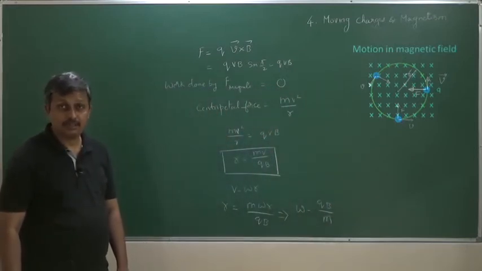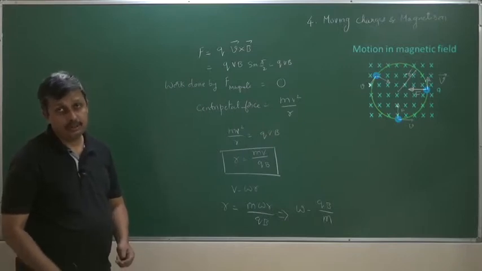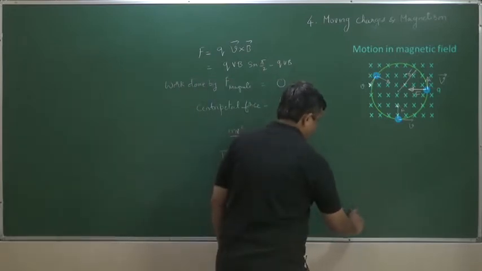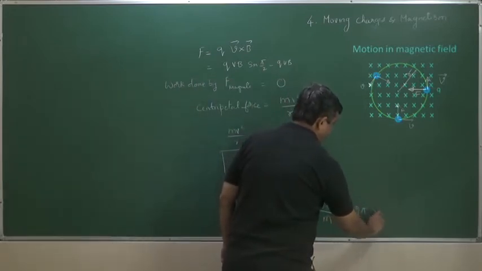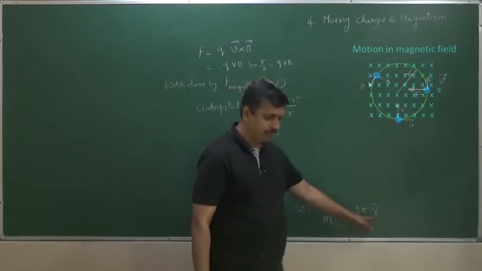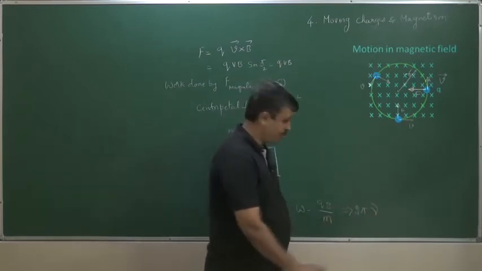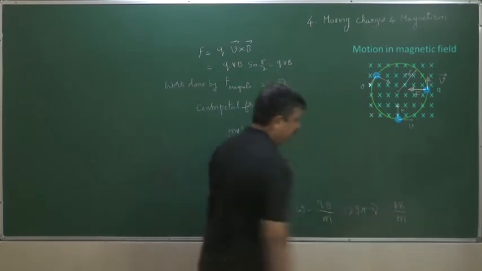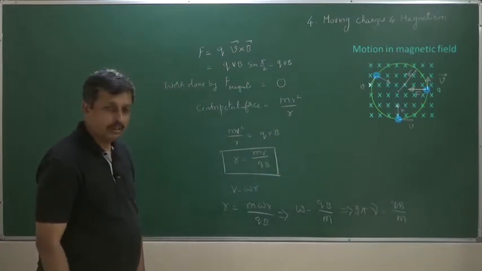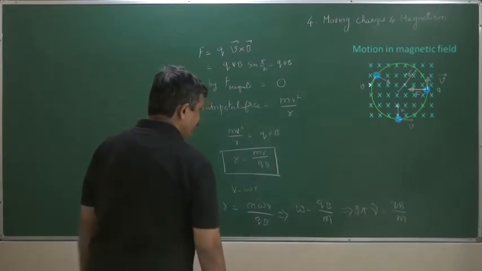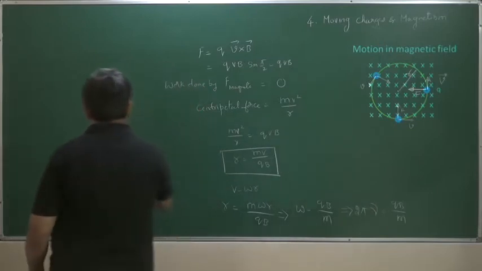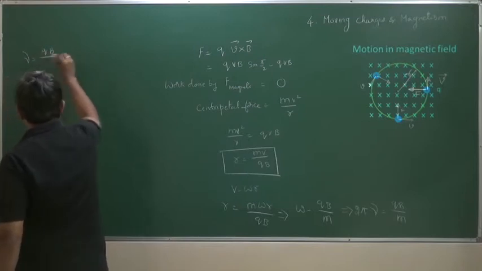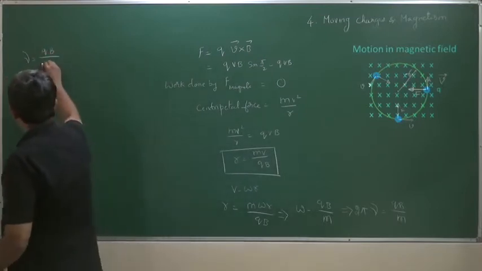So what is the meaning of that? So omega is nothing but 2 pi into frequency. That means this implies 2 pi into frequency. Frequency I will write as nu. Here you can write f also, is equal to qB by m. So you can see very clearly that nu, that is frequency, is equal to qB divided by 2 pi m.